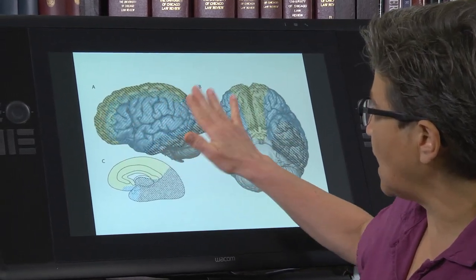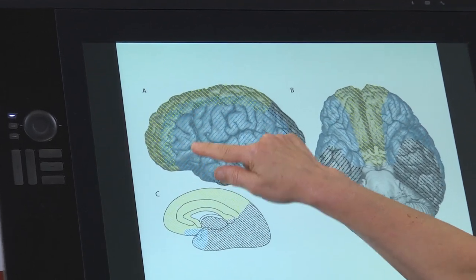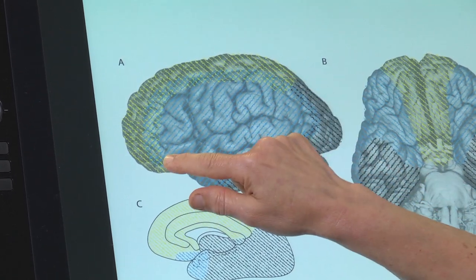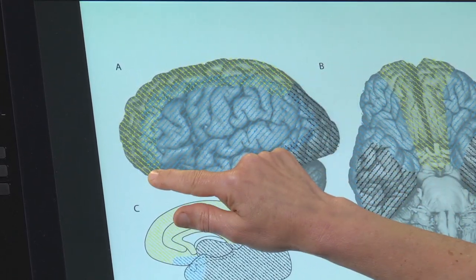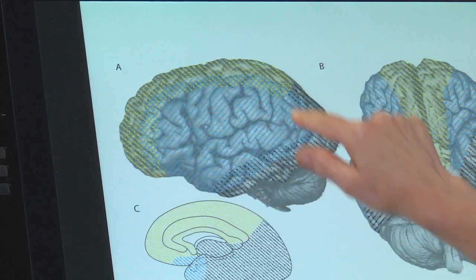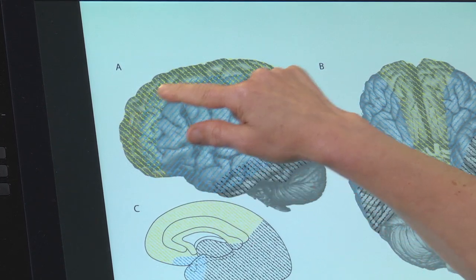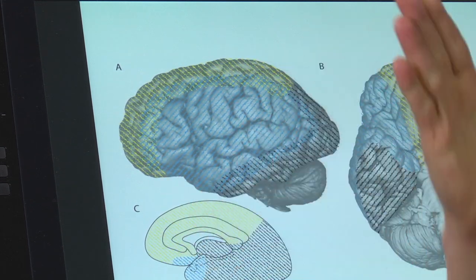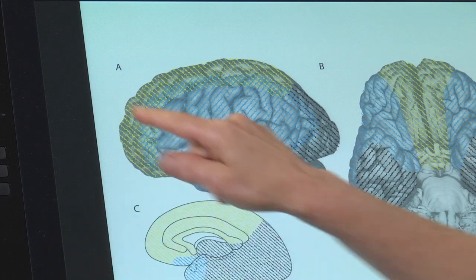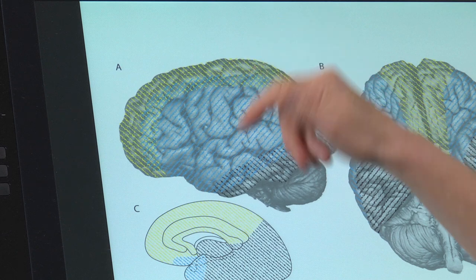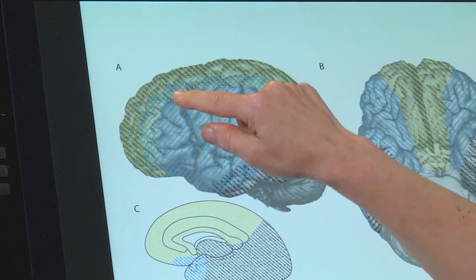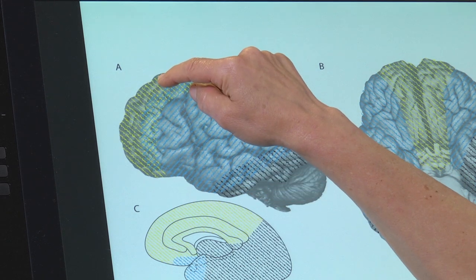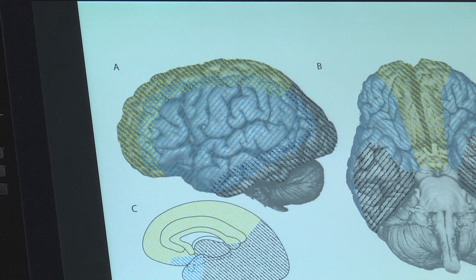This is looking at the side of the brain. Here's the back, here's the front, and this blue area here is what receives blood supply from the middle cerebral artery. The middle cerebral artery gives the blood supply to most of the convexity of the brain. The yellow area here is coming from the anterior cerebral artery. Most of what the anterior cerebral artery is doing is the medial surface of the cerebral hemisphere, but a little bit peeks over onto the convexity. The important point here is to see that there is an overlap between the territory of the middle cerebral and the territory of the anterior cerebral. This is called a watershed zone.